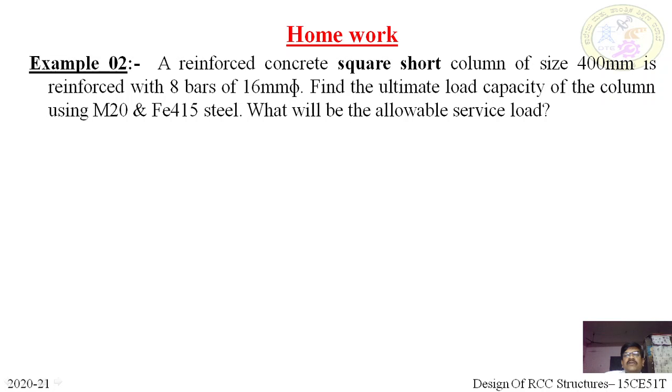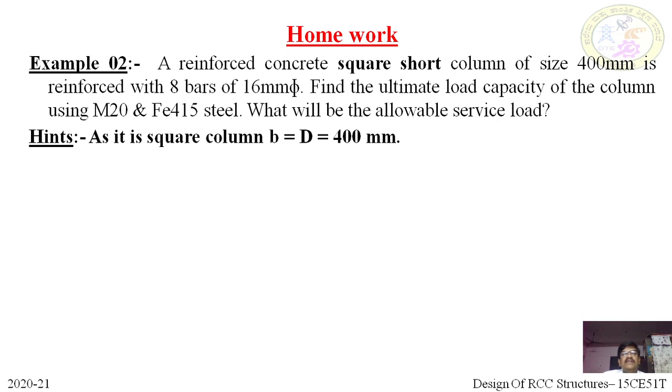What will be the allowable service load? Hint is, as it is a square column, B equal to D equal to 400. So final answer is P equal to 1142.82 kilonewton. You have to work it out on your own. So the only difference is B equal to D equal to 400. He said it is a square short column.